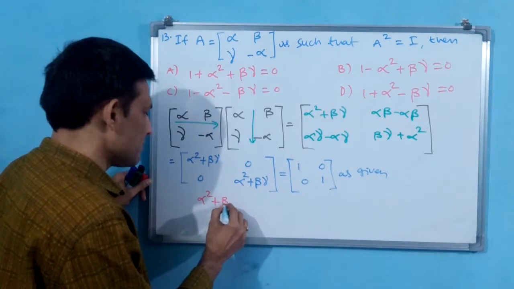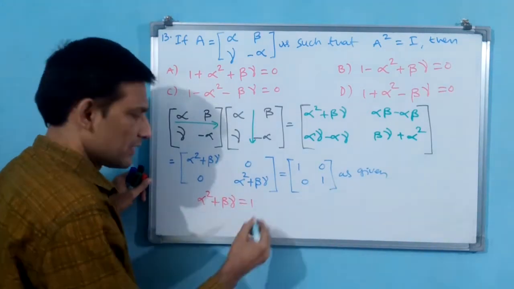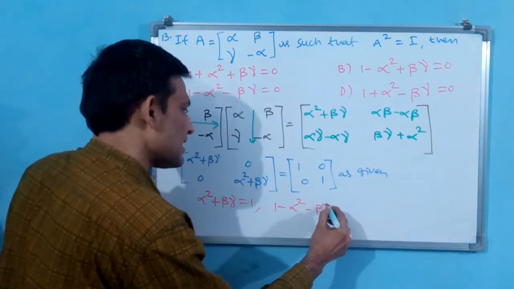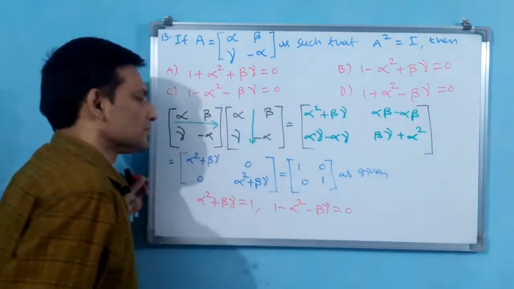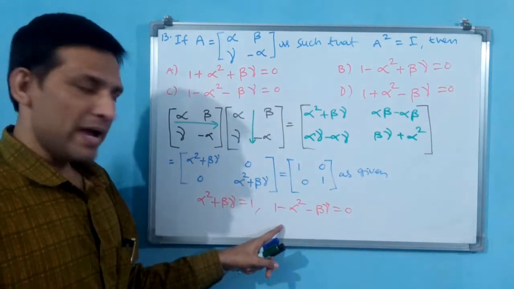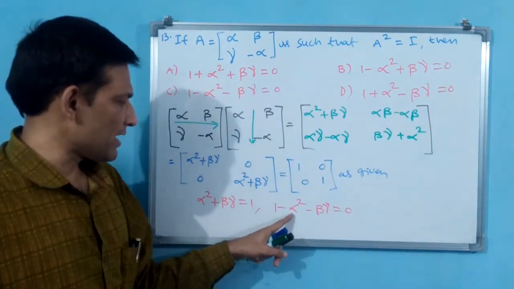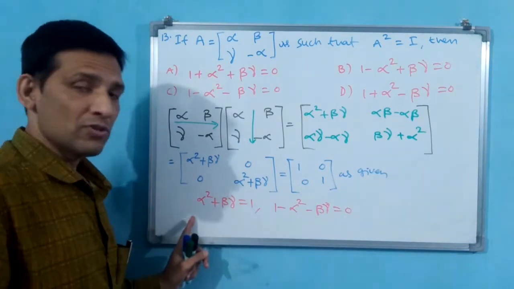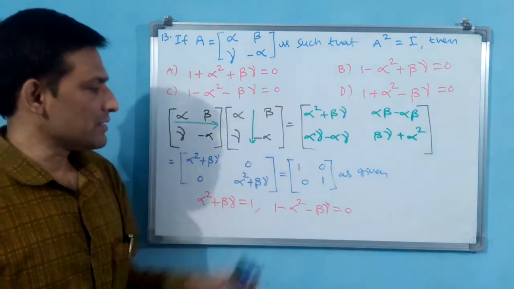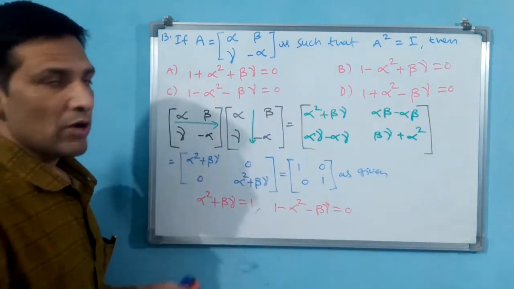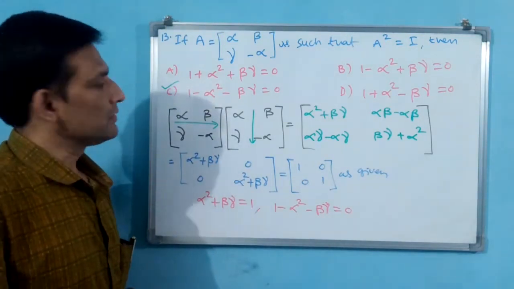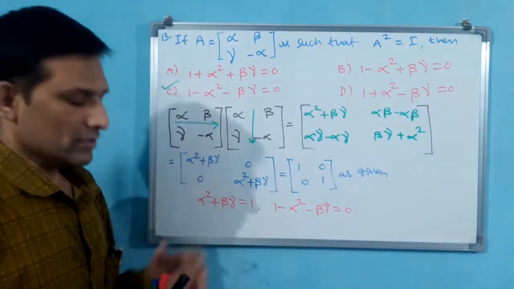Alpha square plus beta gamma is equal to 1, so 1 minus alpha square minus beta gamma is equal to 0. Why? Because if it goes to the other side, minus. 1 minus alpha square minus beta gamma is equal to 0, and this side 0 will be there. See here, 1 minus alpha square minus beta gamma is equal to 0. You have to keep this tick mark C. Understand? Let us go for the 14th question.